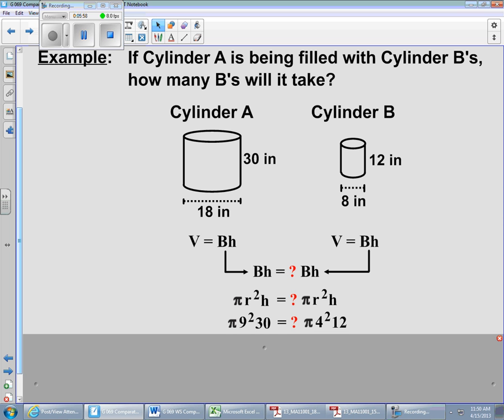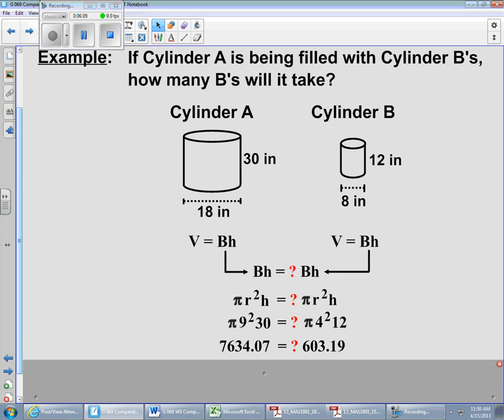We've got pi times 81 times 30 on the left-hand side. We've got pi times 16 times 12 on the right-hand side, and we're going to get numbers for those, and these happen to be the particular number, 7,634.07 equals, we don't know how many 603.19s, but we're solving for this question mark, this variable.